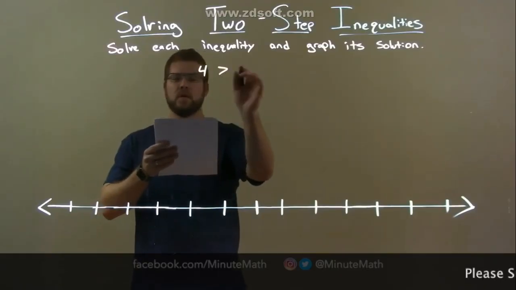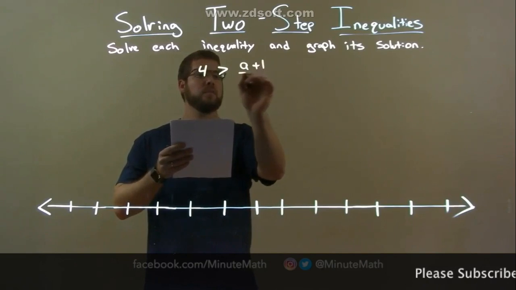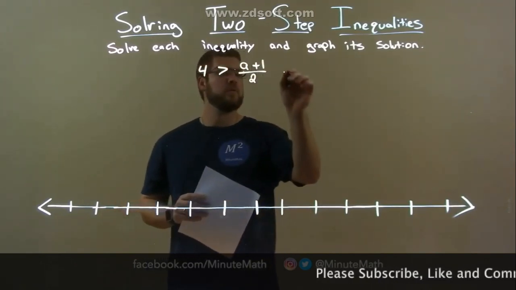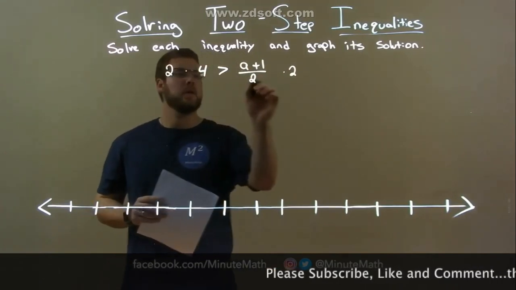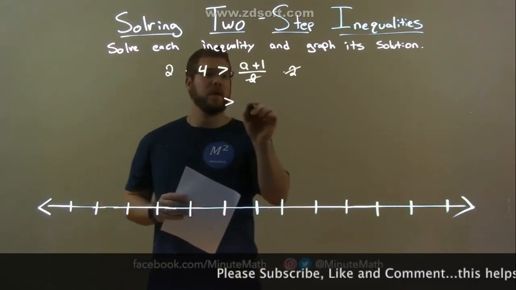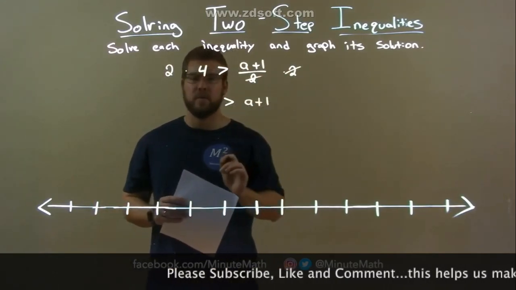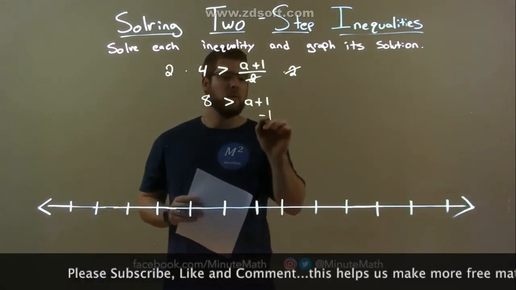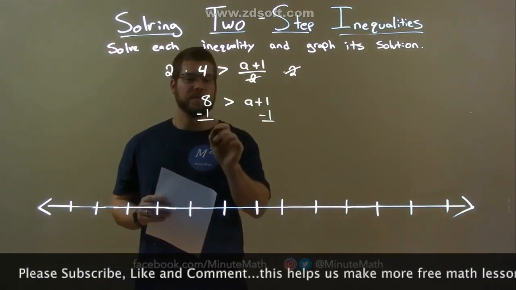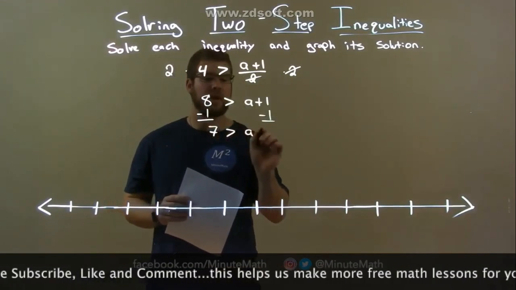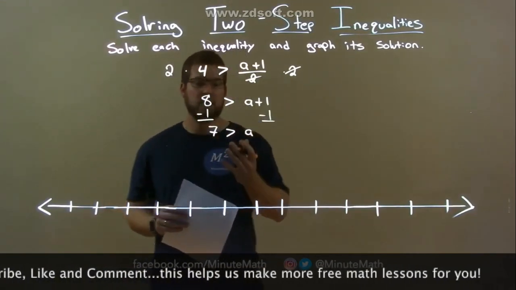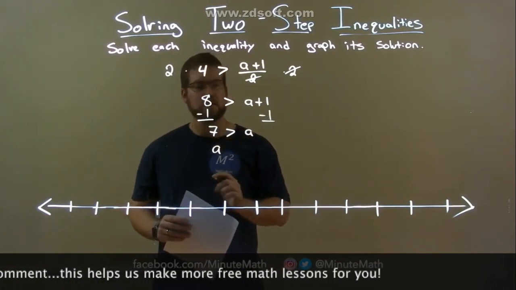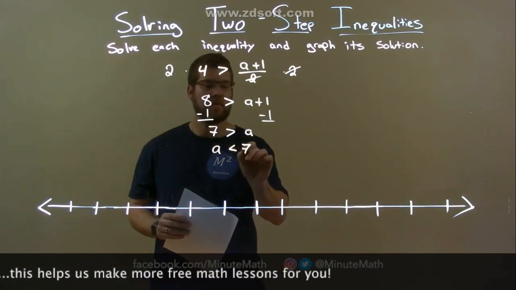4 is greater than a plus 1 over 2. First thing I want to do is multiply 2 to both sides. The 2's cancel on the right, giving me a plus 1 by itself on the right. 2 times 4 is 8. Now we subtract 1 from both sides, and we get 7 is greater than a. I like to rewrite this so a is written first. So 7 being greater than a is the same thing as a is less than 7.